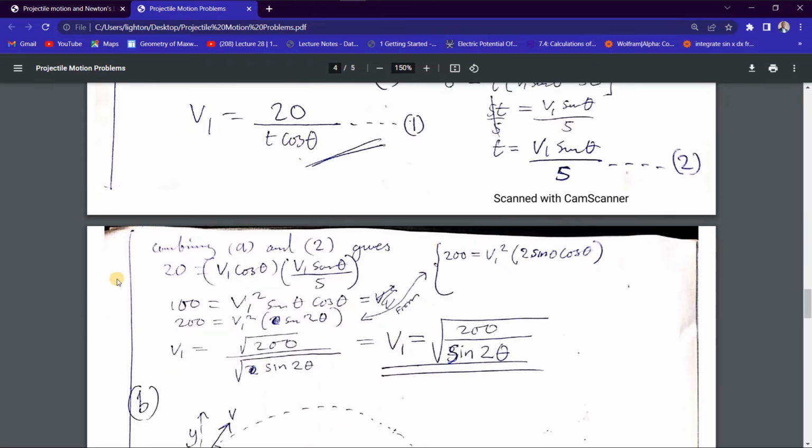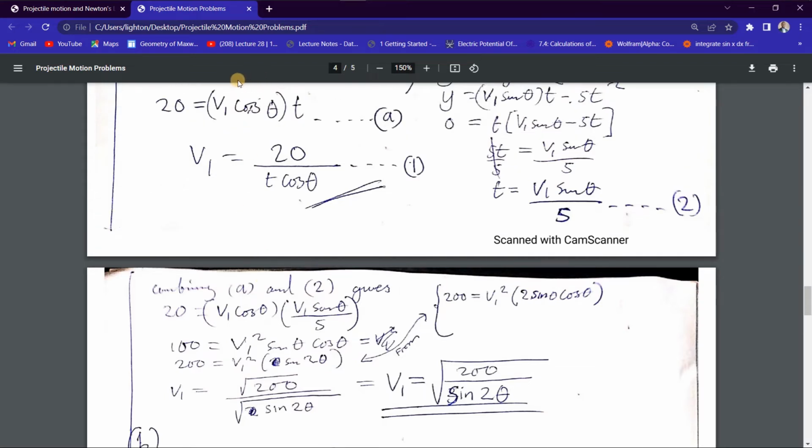Now this part is about us combining equations 1 and 2. Equation 1 is this one, 2 is this one. We can combine them by substituting for t. So we can take this equation 2 here and put it in equation 1. We're substituting for t on equation 1 here, and what we're having is this equation: 20 equals v1 cos theta times v1 sine theta over 5.